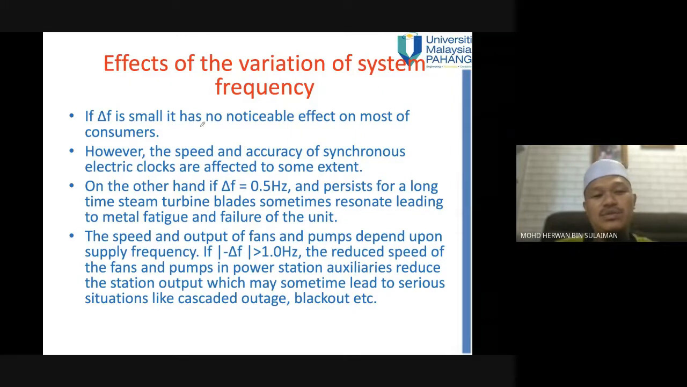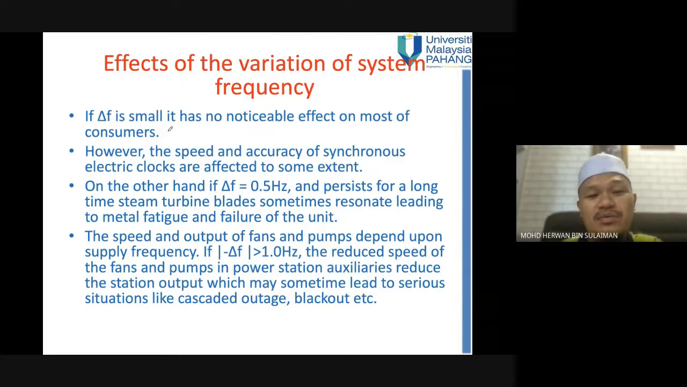Okay. Normally for the emergency situations, if the deviation is small, there is no noticeable effect on most consumers. Biasanya frekuensinya kita tak akan rasa sangat lah. Tapi bila heavy, you boleh rasa lah. Biasanya bila berlaku macam kalau di overseas berlaku gempa bumi dan sebagainya lah. Natural disasters dan sebagainya. Okay.